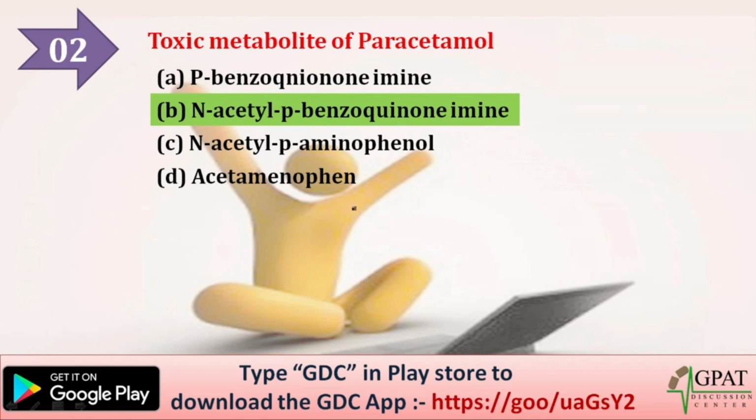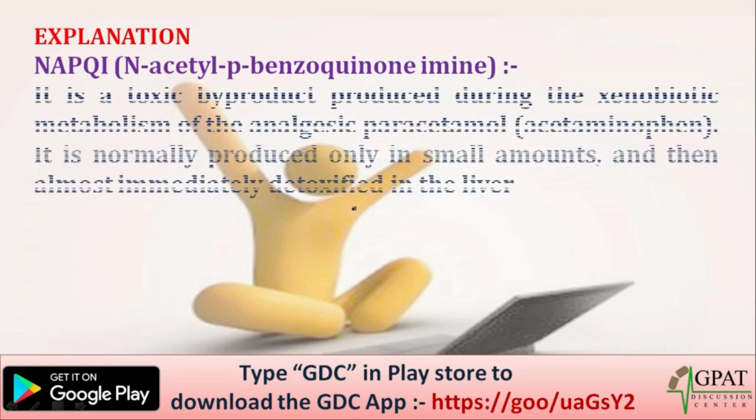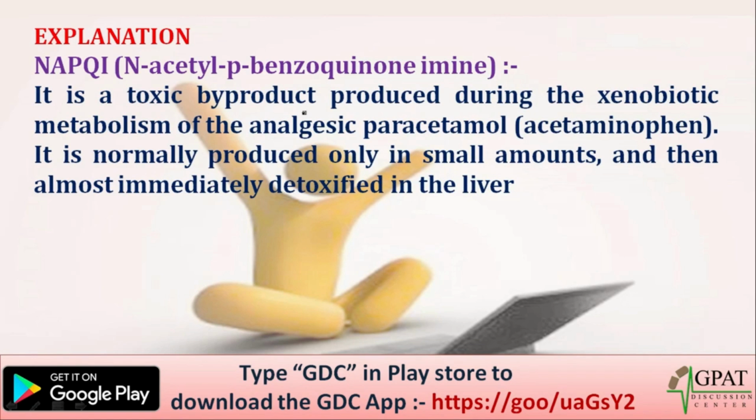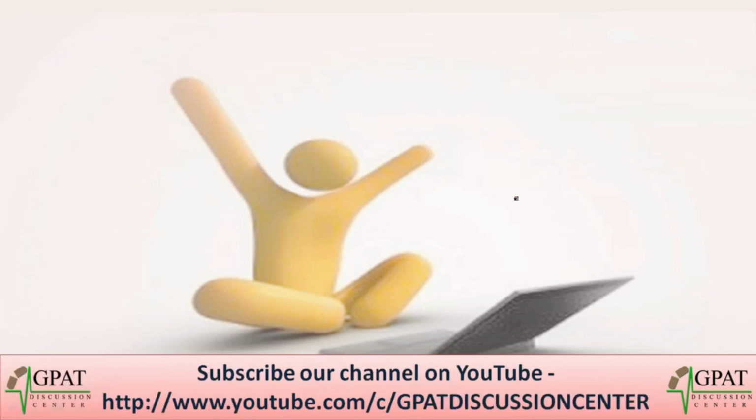So let's discuss this. NAPQI, N-acetyl parabenzoquinone imine, is a byproduct produced during the xenobiotic metabolism of the analgesic paracetamol, that is acetaminophen. It is normally produced only in small amounts and then almost immediately detoxified in the liver. So let's observe the justification in the coming slide.